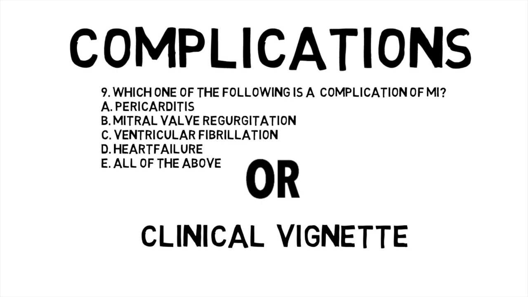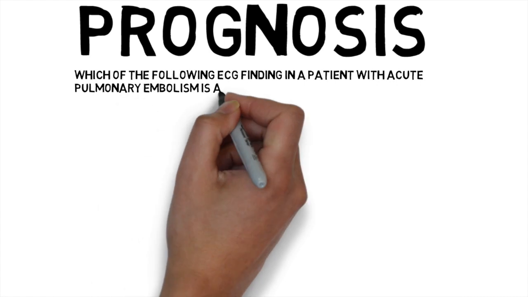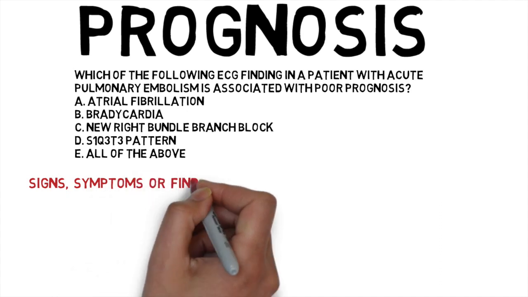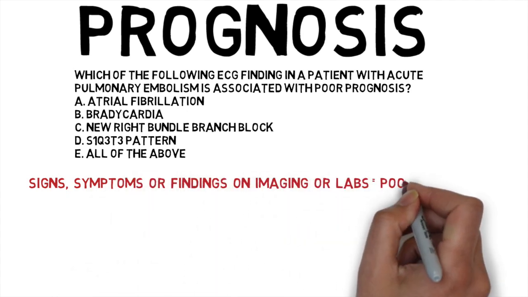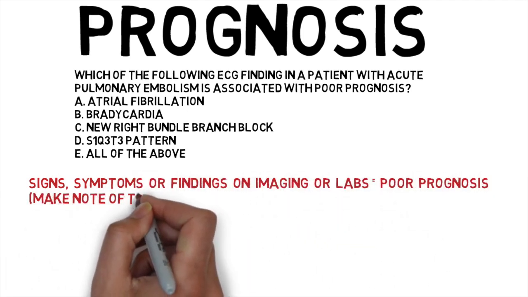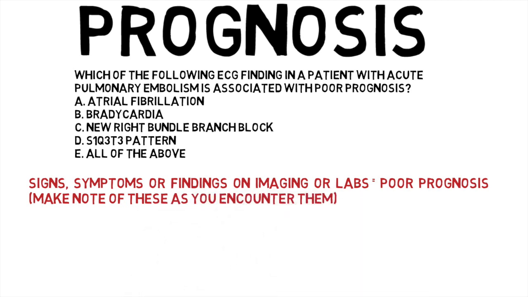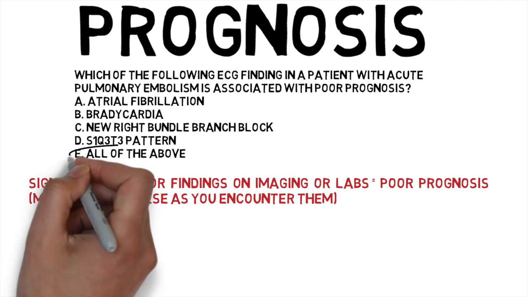Now lastly, let's go over prognosis. As you can see in the example that I've given, there are certain characteristics. For example, you might have certain signs or symptoms or certain findings on your imaging or your labs that might indicate a poor prognosis in the patient. Like in this case, there are certain EKG findings that are associated with poor prognosis. And in this case, it's actually all of them that are listed here.